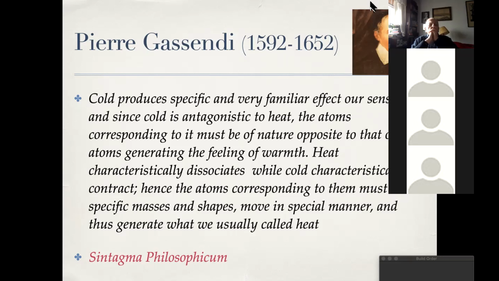Cold produces specific and very familiar effects on our senses. And since cold is antagonistic to heat, the atoms corresponding to it must be of a nature opposite to that of the atoms generating the feeling of warmth. Heat characteristically dissociates, while cold characteristically contracts. Hence, the atoms corresponding to them must have specific masses and shapes, move in a special manner, and thus generate what we usually call heat.